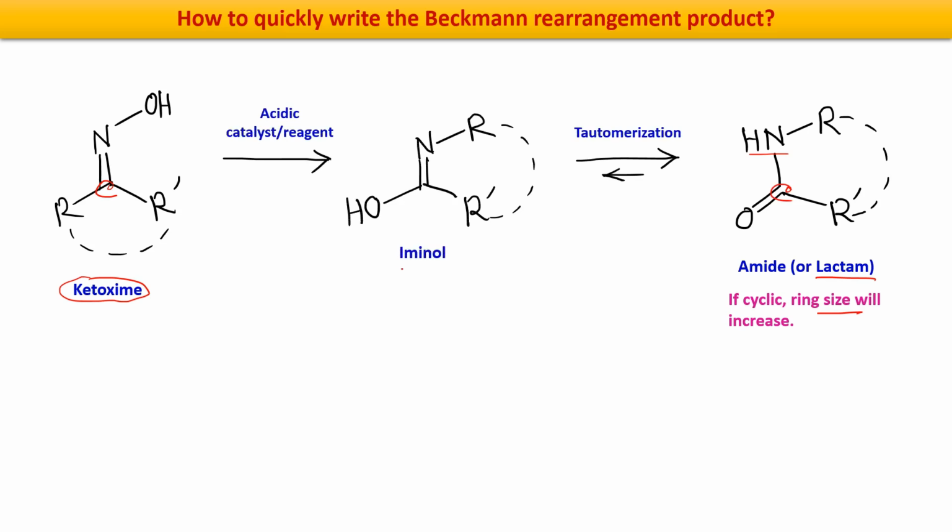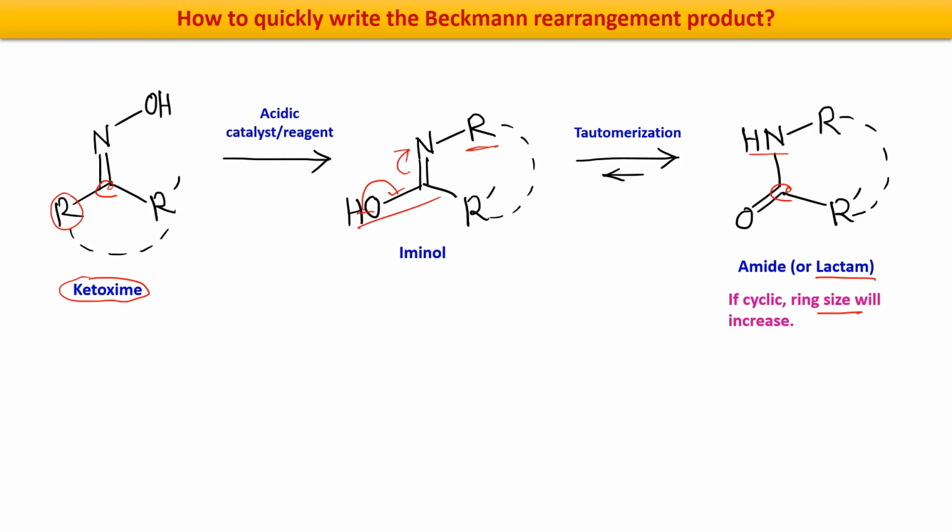It is the imidinol. So first of all, the group which is anti to the OH, that is migrating. So as you can see, the R group is migrating. And in this particular position, that is the original position of the R group, there is an OH. So this is the imidinol: imine, C double bond N, and OH, imidinol. In presence of an acidic catalyst or rearrangement, it will be formed. And after tautomerization, this OH bond will be broken and H will be attached to the nitrogen atom. So we are getting finally the product.